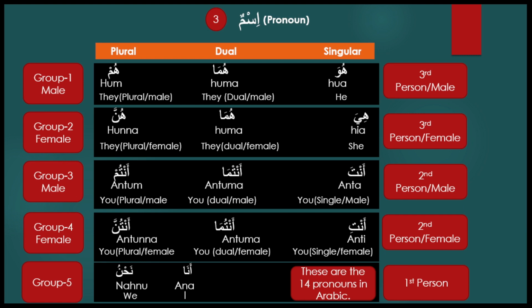If we can memorize these, it will be very helpful for us in our upcoming lessons. If we notice here, the dual in third person male and female are the same, huma huma. The second person male and female dual is the same, antuma antuma. And in first person there is no dual, only singular and plural.